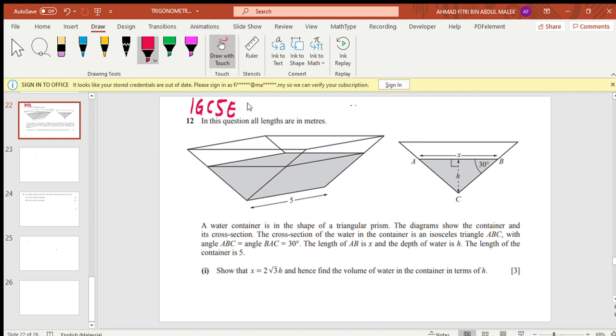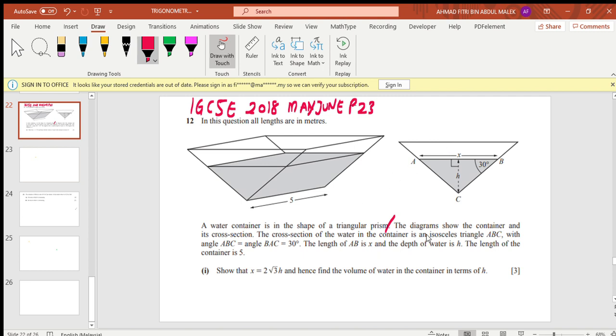This is an IGCSE question from 2018, May June paper 2-3. The question gives information about a water container in the shape of a triangular prism. The diagram shows the container and its cross section. So this is the diagram and this is the cross section.